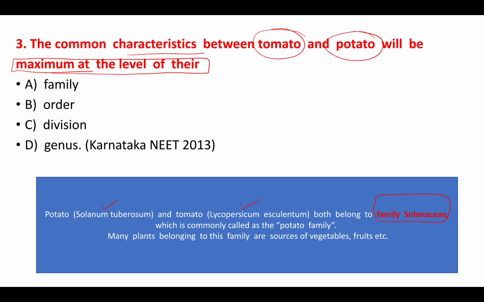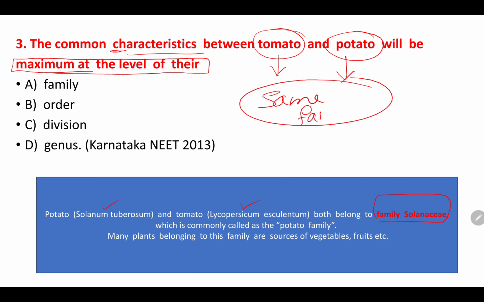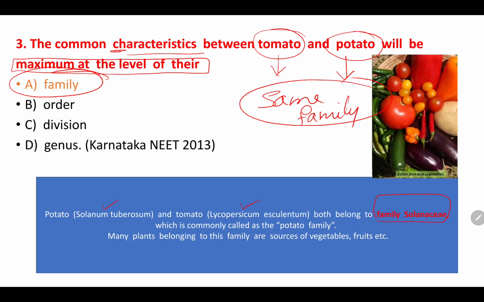And you can see many plants which belongs to this family are the good sources of vegetables and even fruits. Right? See here, coming back to the question, they have asked you the common characteristic between the tomato and potato. So, they both belongs to what? The same family. So, they have common characteristics as a family. So, option A.